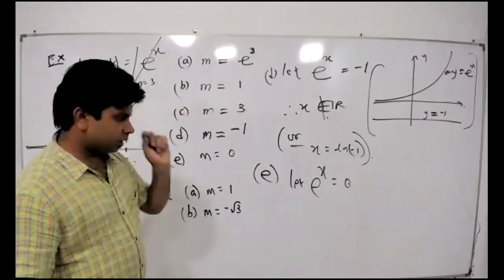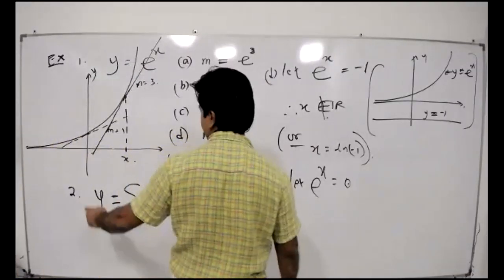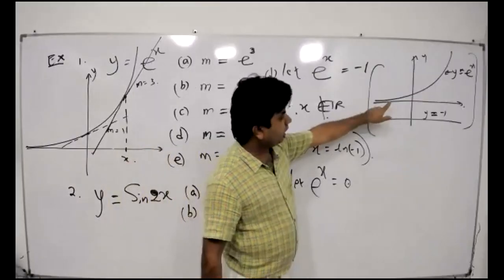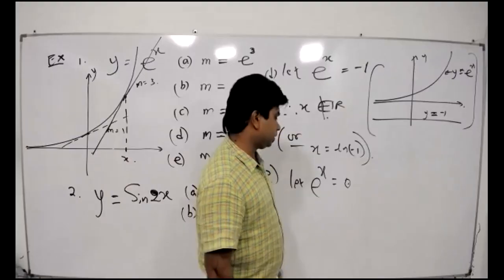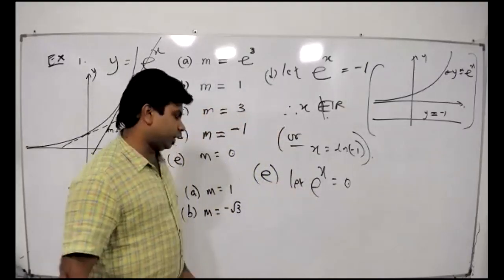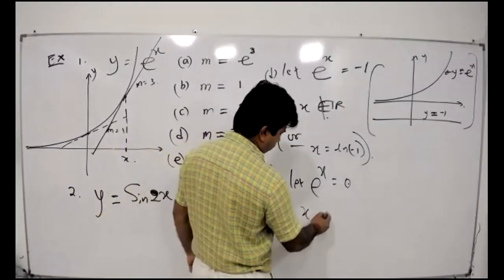e^x equals 0 means, see, the e^x graph never touches the x-axis. Never touching the x-axis means there's no 0 value. Therefore, x is not real.